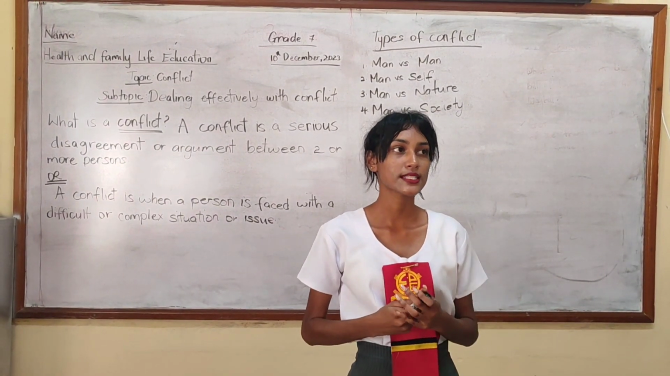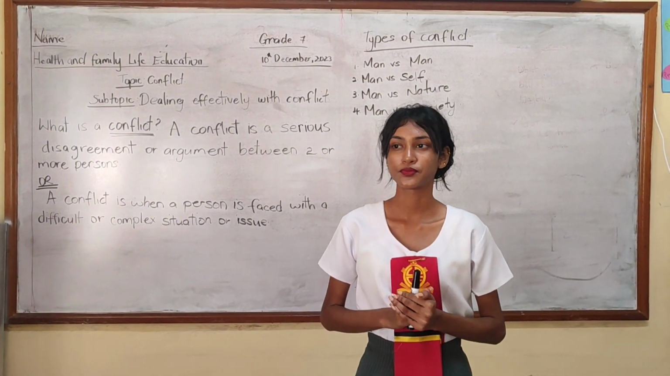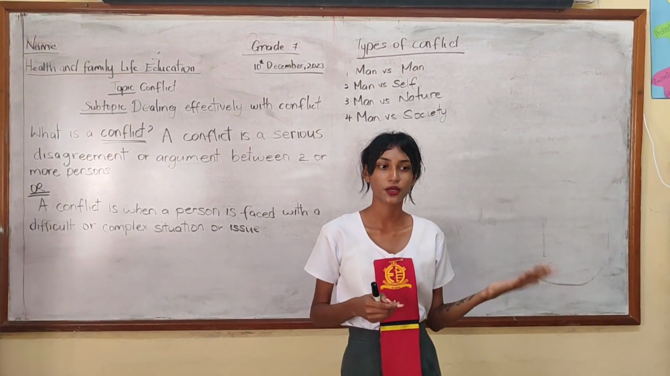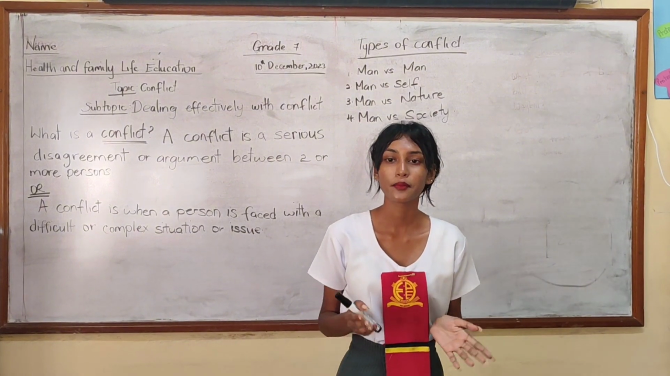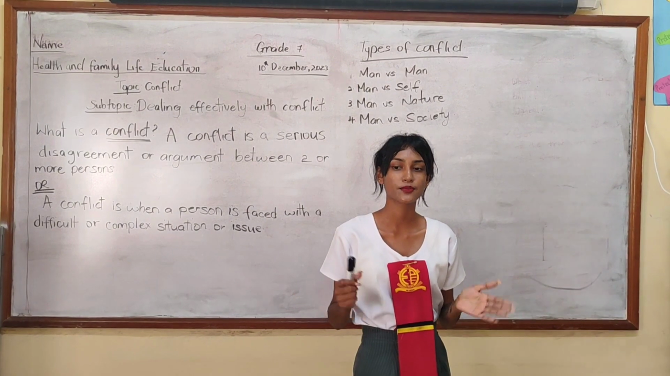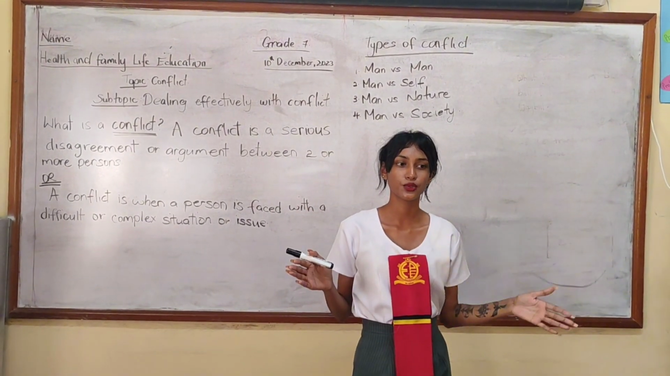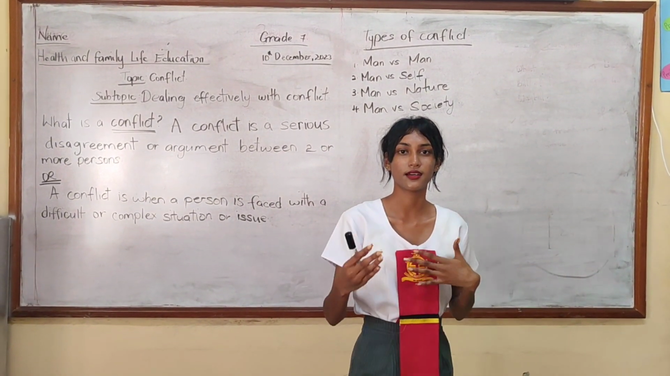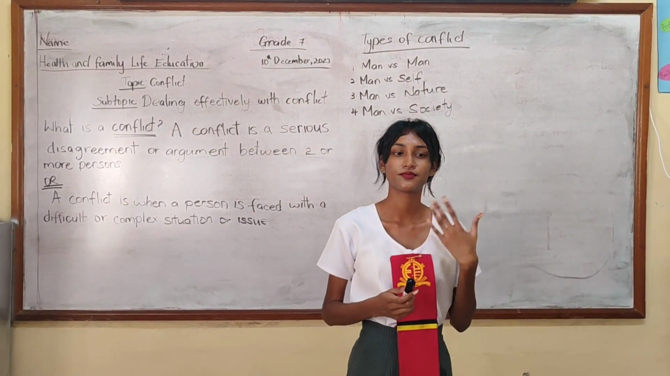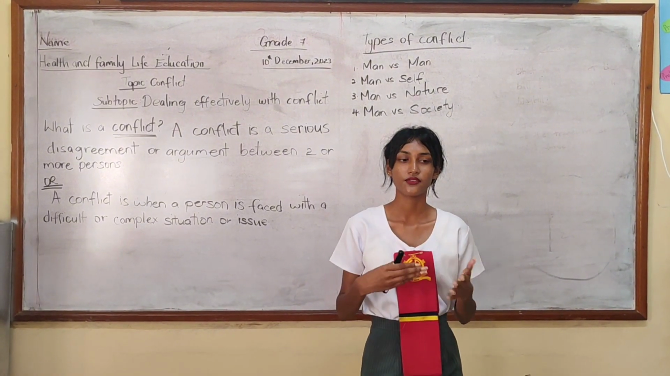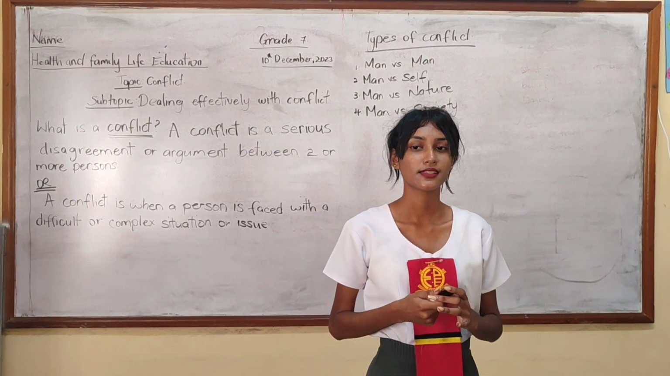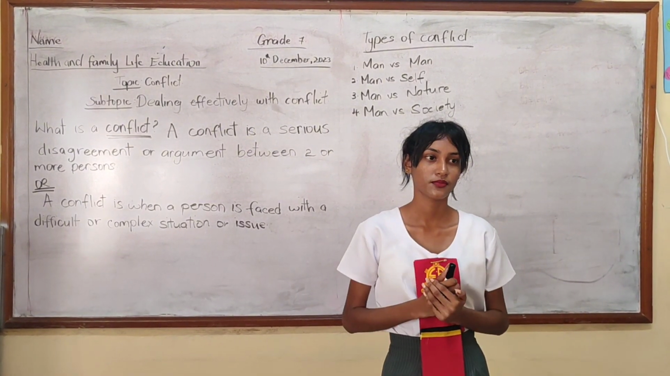For example, say you're having a disagreement with your classmate, or you're arguing with your partner, or it could be a robbery also. This could be a man versus man conflict. It's basically where more than one person is having a disagreement or a fight, but it doesn't have to be physical. It could be in the form of an argument as well. Number 2, we're going to have man versus self, or man versus himself.